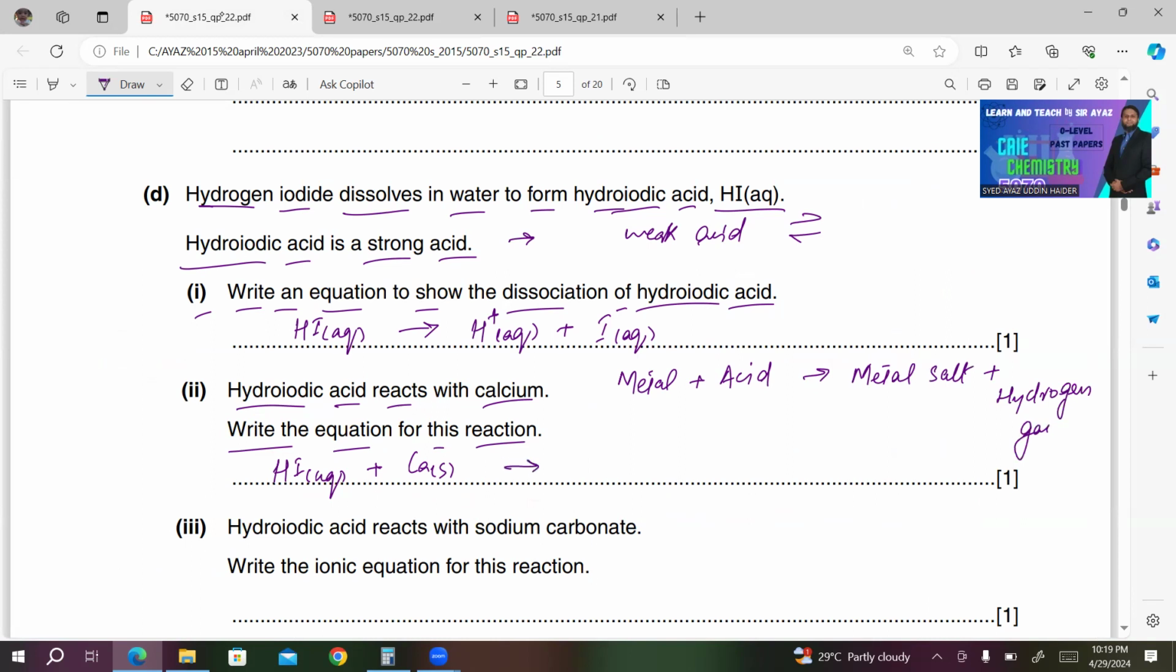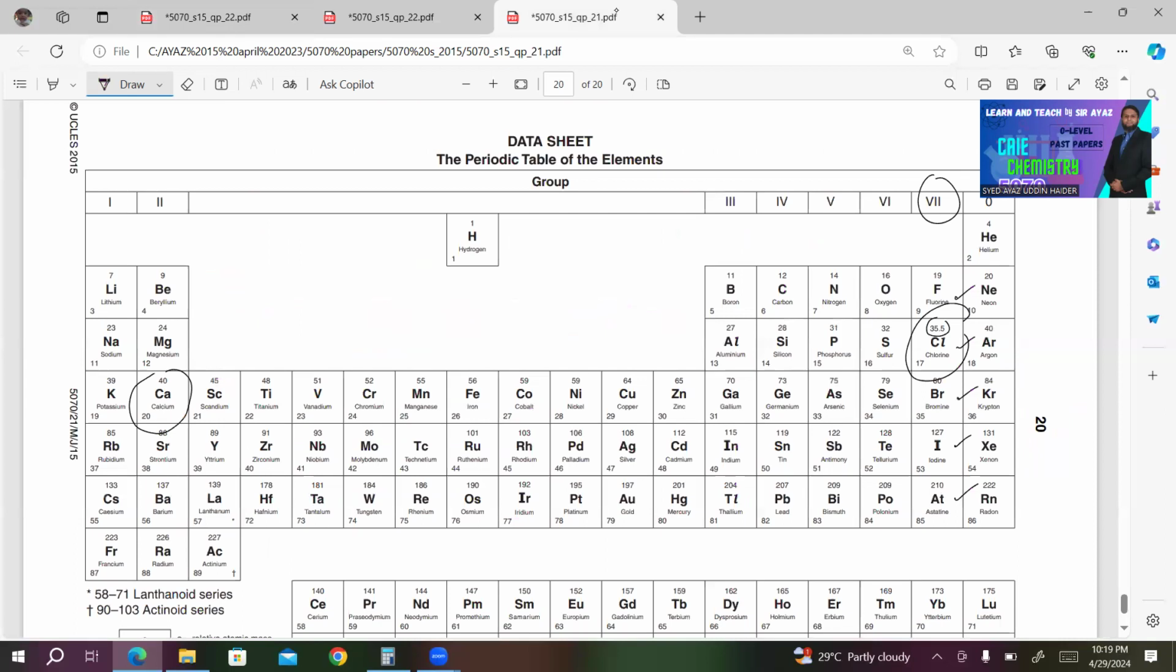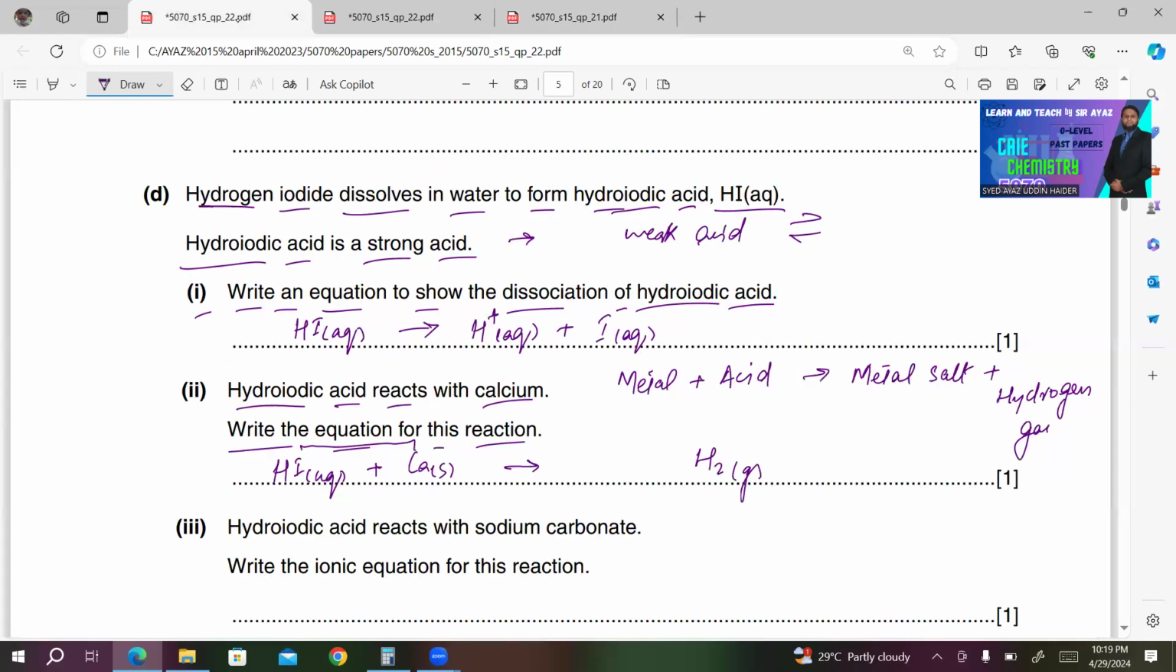So one of the products must be hydrogen gas, that is H2. What about the salt produced? The salt produced must be between calcium and iodine. Here's a periodic table. This is calcium. Here's iodine. It's in group 7. The valency for group 2 is +2. Group 7 is -1. So you need to work out the formula between these two.